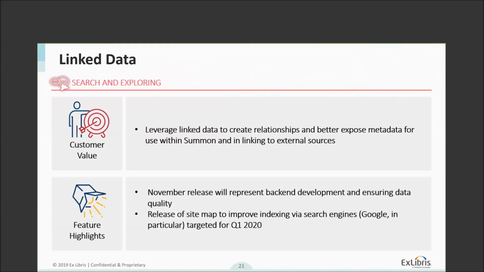Link data. Originally, we hoped to have the entire link data set completed by this release. We are still working on creating sitemaps for link data. Overall, the backend work in the November release provides all of the quality assurance of the data and the mapping of the data to ensure we can use it for this purpose. And in the first quarter of 2020, we'll release some static pages that will be built specifically for search engines to crawl, Google in particular, in order to index your information so that if people are looking for materials on Google or other search engines, they can still find links to your content and be brought back into your instance of some of your content.